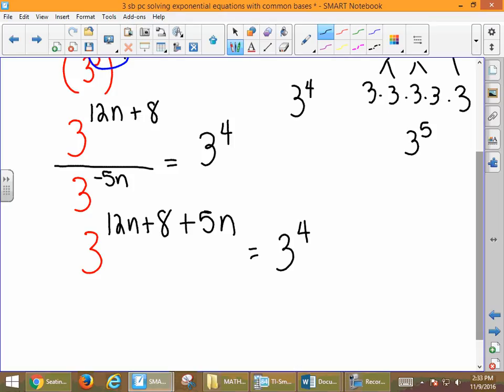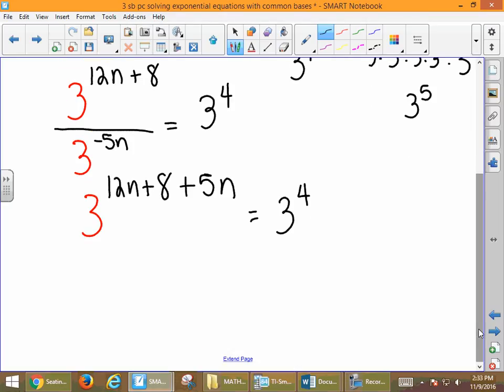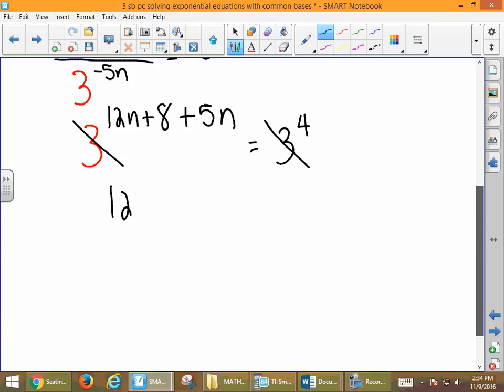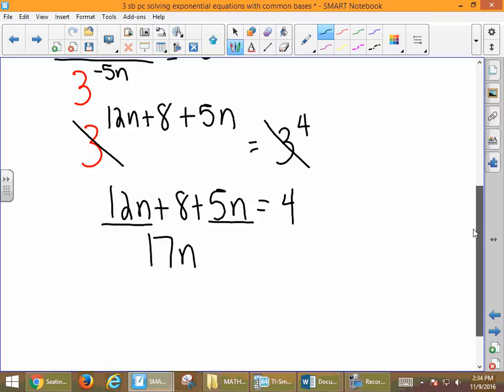So now, what we have is a 3 on the left and a 3 on the right, which are common bases. So we can ignore the 3's and use the rest of it to solve. 12n plus 8 plus 5n equals 4. 12n plus 5n, when we combine like terms, gives us 17n plus 8 equals 4.